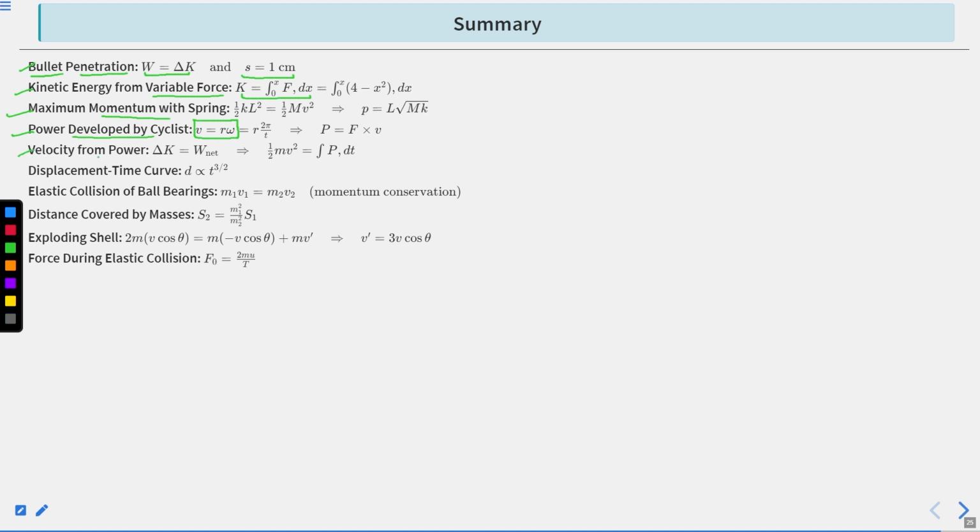Velocity from power, delta K equal to W net. Displacement time curve. Clear? Elastic collision of ball bearings, m1 v1 equal to m2 v2. Momentum conservation. Distance covered by masses, and exploding shell, and force during elastic collision, f naught equal to 2mu divided by t. Clear? So these we learned in today's lecture.